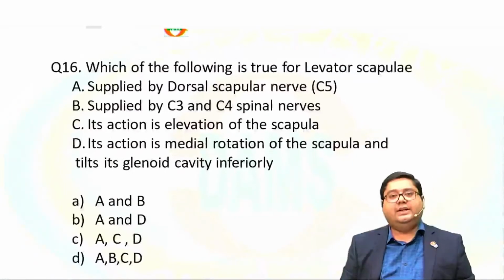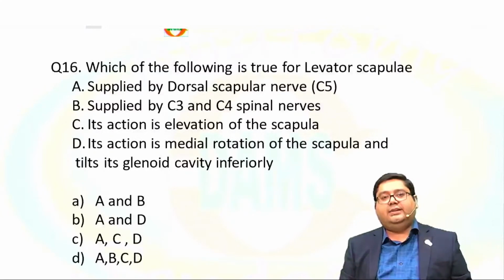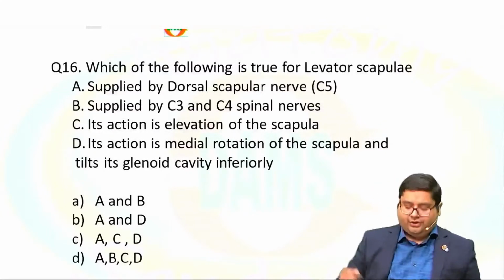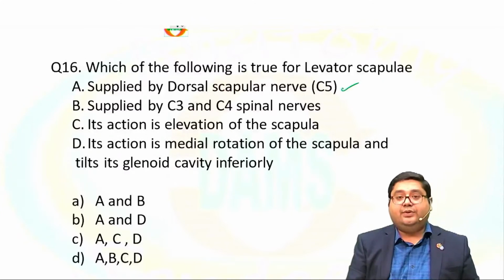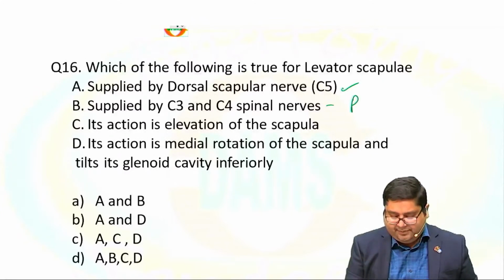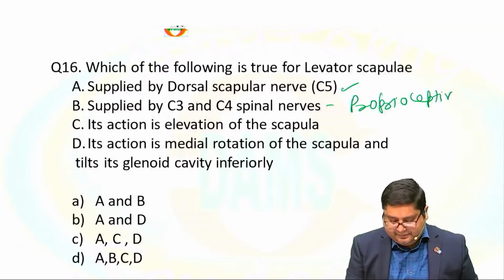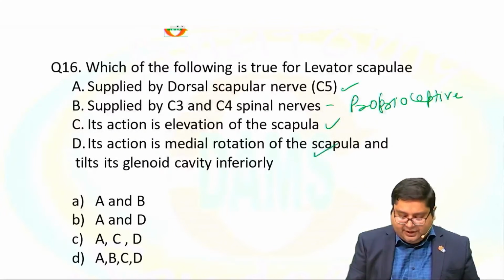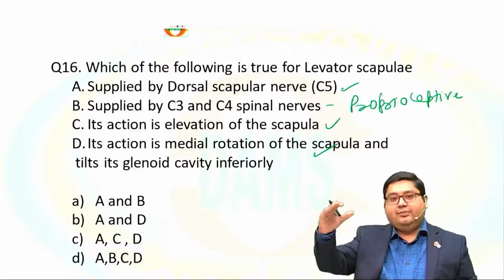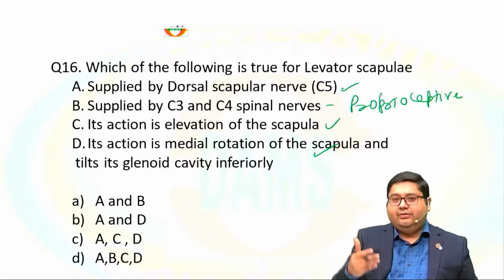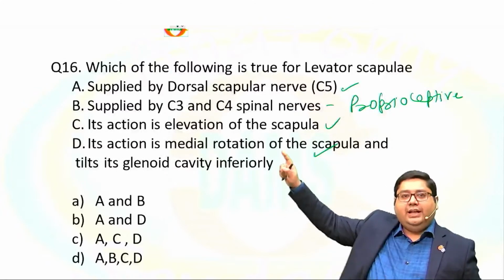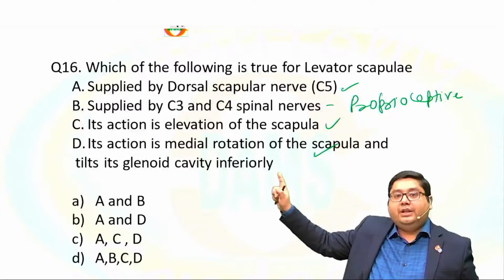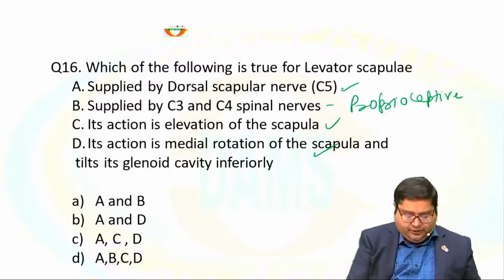Now, what is true for levator scapulae? It is supplied by dorsal scapular nerve. Very much true. It is supplied by C3, C4 fibers. Yes, proprioceptive fibers. Action is elevation of the scapula. Yes. It will be also doing the medial rotation. Yes. So look at the levator scapulae and the rhomboideus. They are present in one line. So all of them, they are involved in the elevation and they are involved in the medial rotation in such a way that glenoid cavity is downward. So in this statement, all of them are true statements.